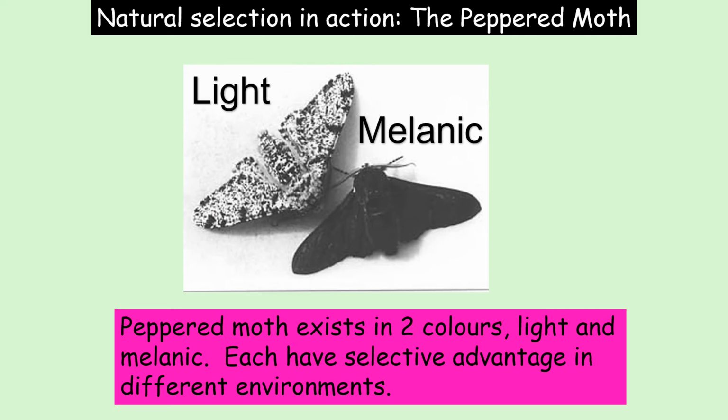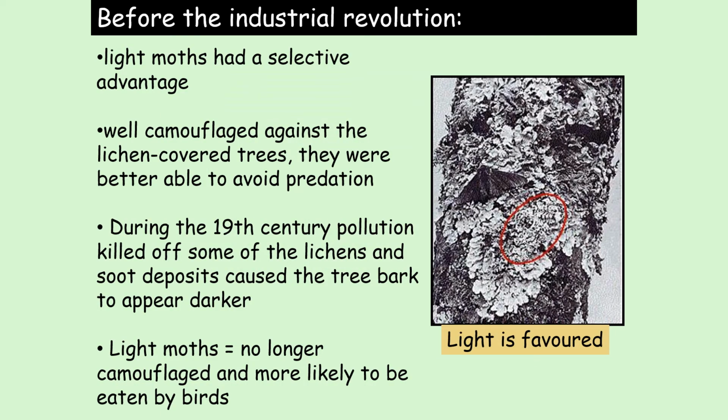So let's look at natural selection with peppered moths as an example. The peppered moth exists in two colours. You get your light form and you get your melanic form, which is your dark coloured one. Each has a selective advantage in different environments. Before the Industrial Revolution, light moths had a selective advantage because they were well camouflaged against lichen-covered trees. They were better able to avoid predation from birds because they could hide.